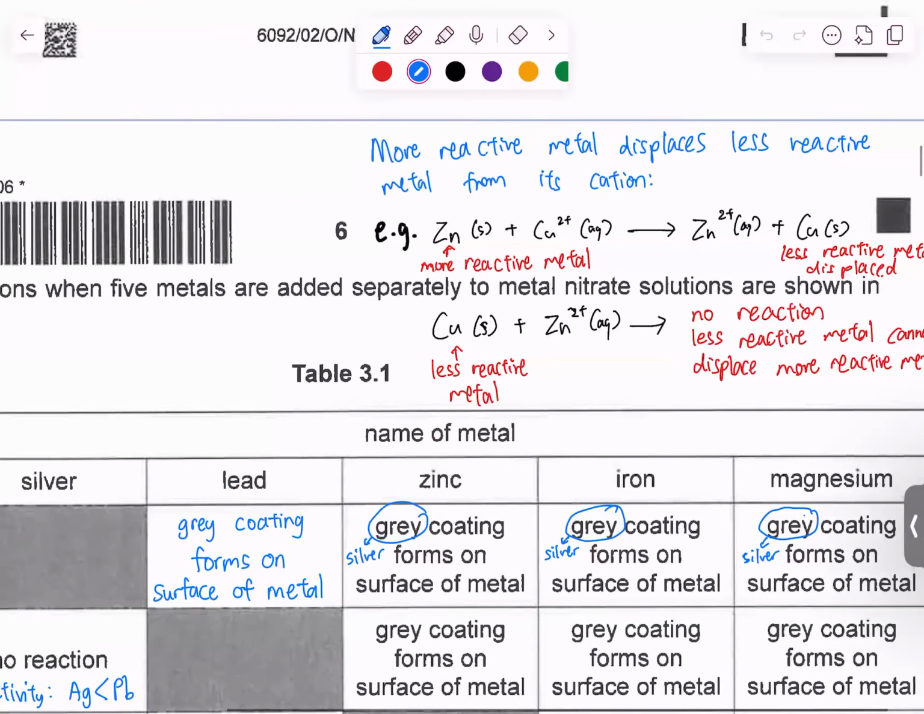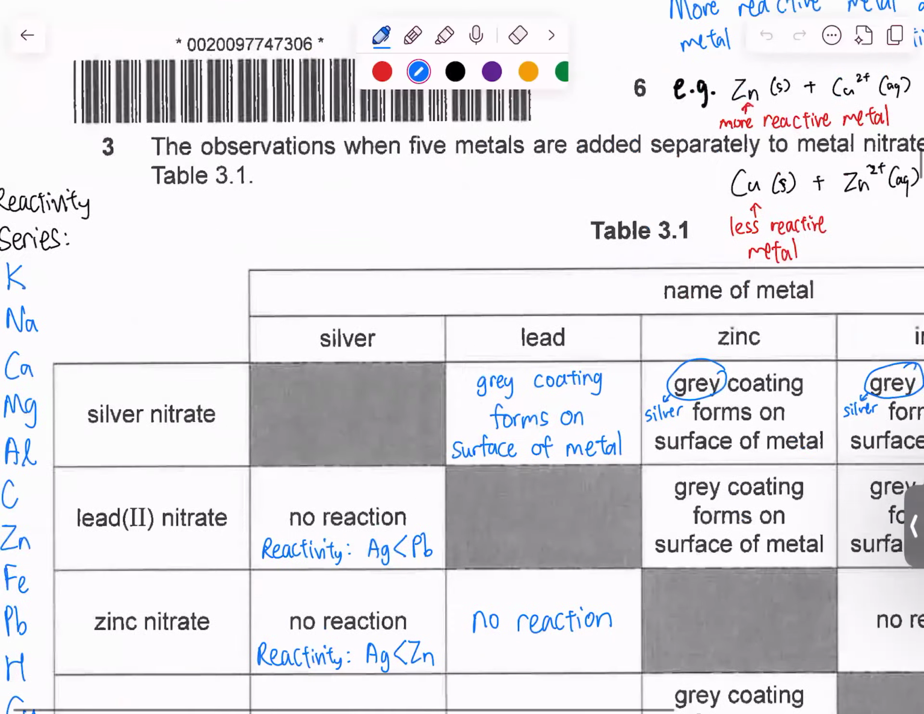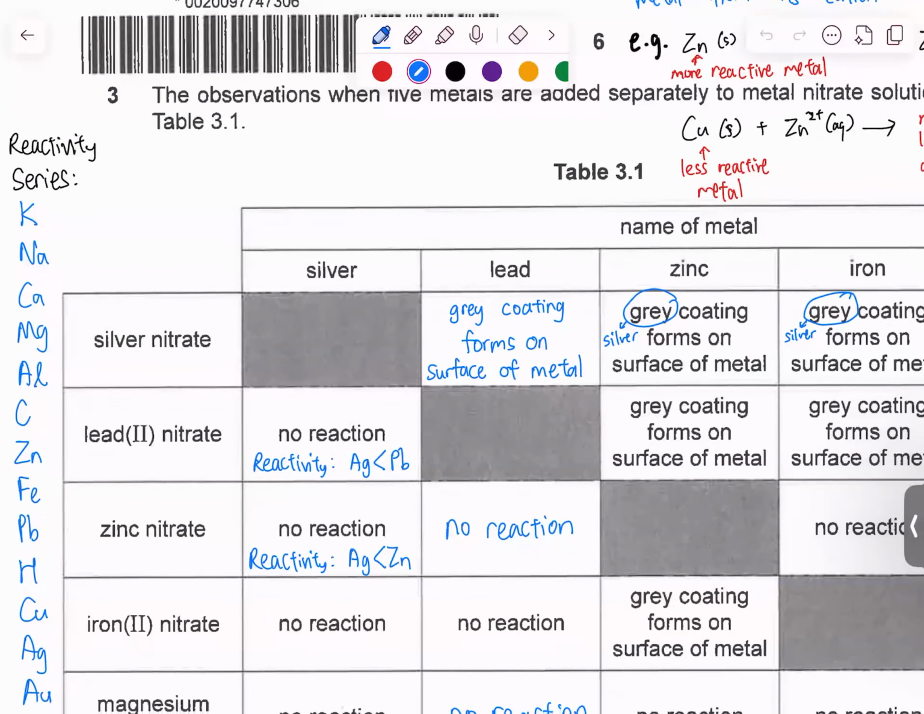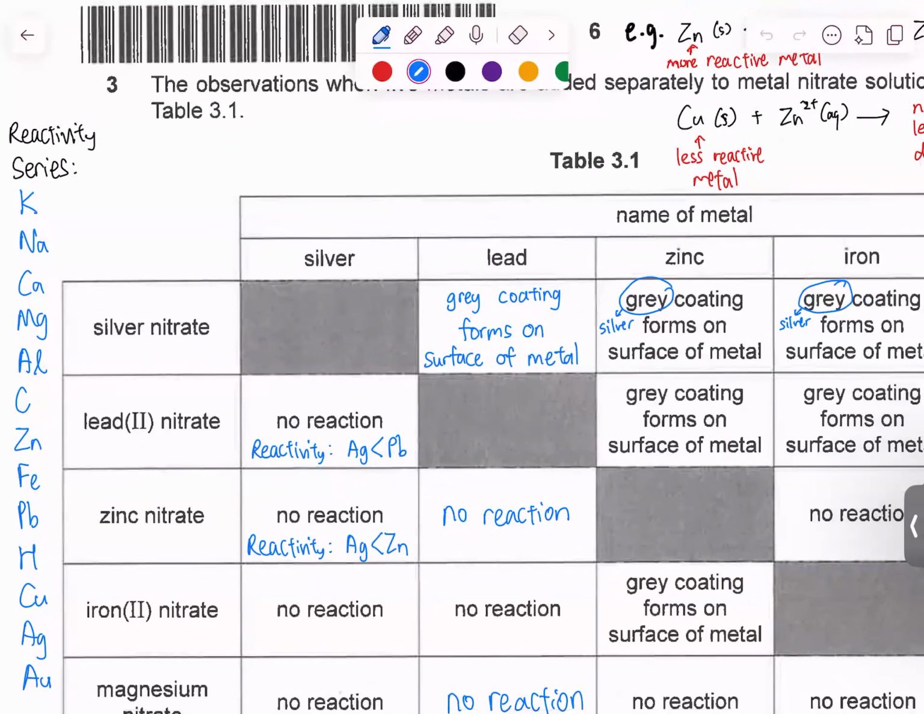Then how do I know which metal is more reactive or less reactive? Then you have to go back to the reactivity series. Now, for the reactivity series, different schools teach different ways to memorize it. Whichever mnemonic helps you to memorize the reactivity series is fine.